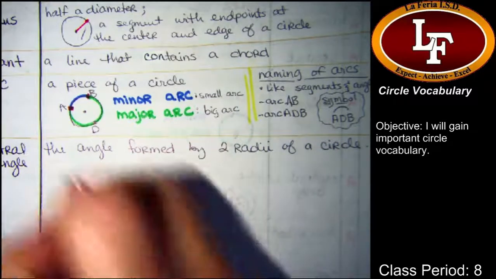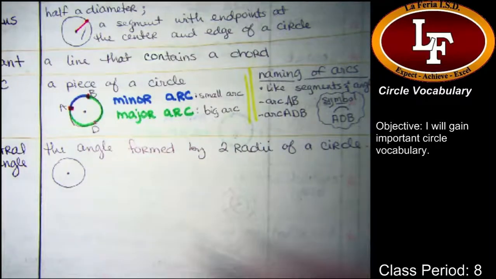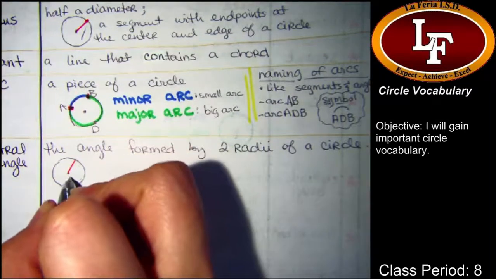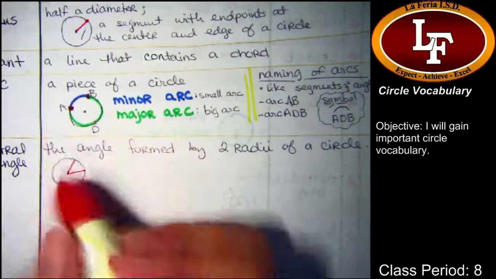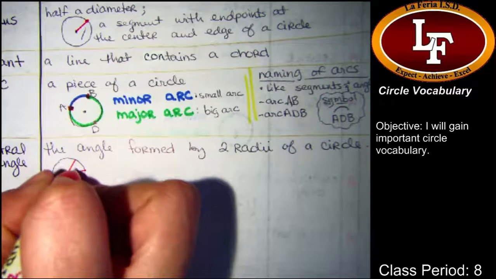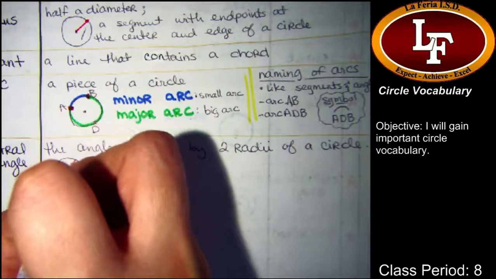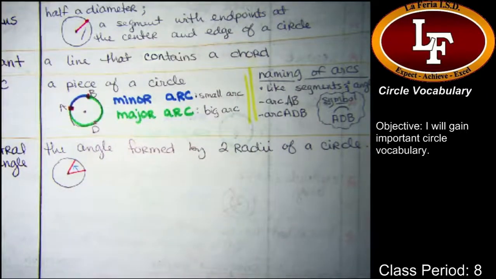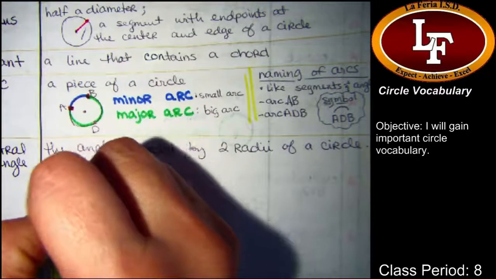And it's going to look something like this. So if I've got some circle, and I have the center, there's one radius, there's the second radius. My central angle can be the one that forms the minor arc. That one. Or it can be the major arc.